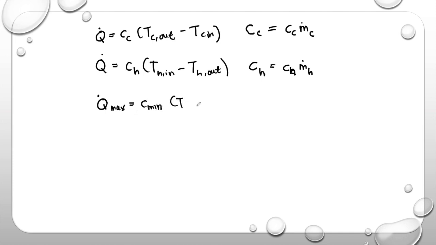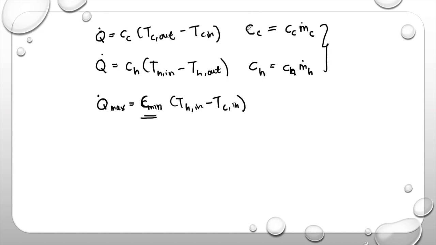times (TH in minus TC in). Cold water is always lower in temperature compared to hot water. That's why hot minus cold will result in a positive number. So what about the C minimum here? C minimum is based on these two equations, CC and CH. C minimum is the minimum heat capacity. From these two values, you have to compare which is lower than the other.